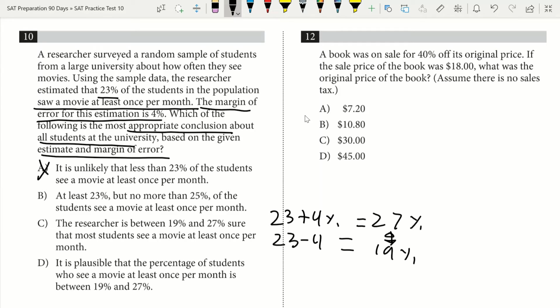So I'm going to look for an answer choice that says something about that. And what I'm actually going to do here is I see I have 19 and 27% in these two answers. So I'm actually going to move on from B and I'm going to look at C. So I have the researcher is between 19% and 27% sure that most students see a movie at least once per month.